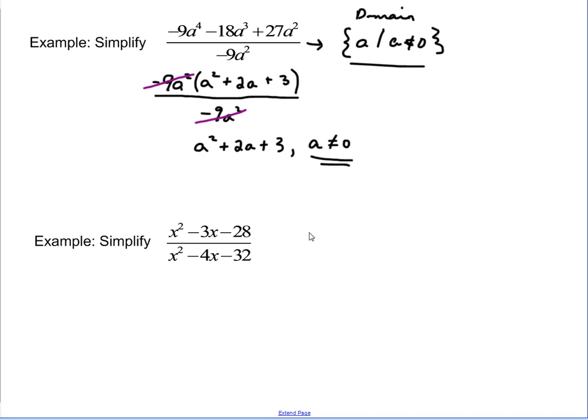Okay, well, let's try the next one here. We've got x cubed minus 3x minus 28 over x squared minus 4x plus 32. Before you start trying to take out x's, please remember the following.